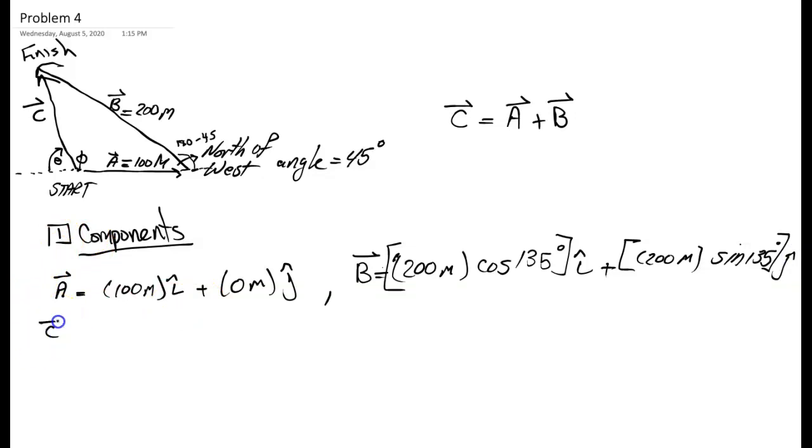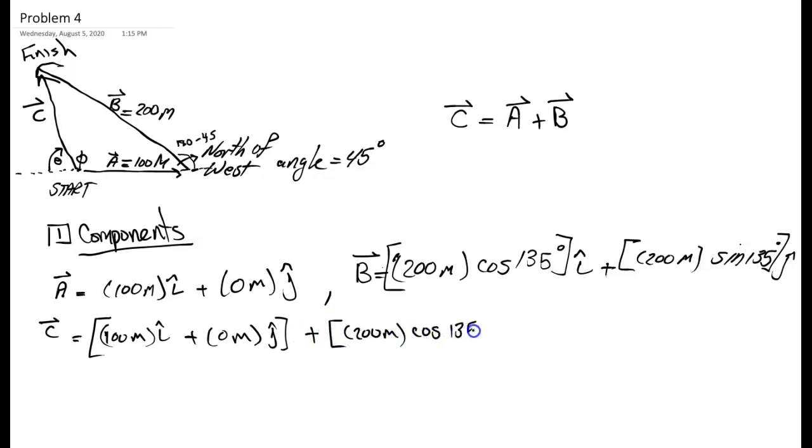So that means that vector C is going to be vector A, which is 100 meters I hat plus 0 meters J hat, added to this vector B, which is 200 meters cosine of 135 degrees I hat plus 200 meters times the sine of 135 degrees J hat.